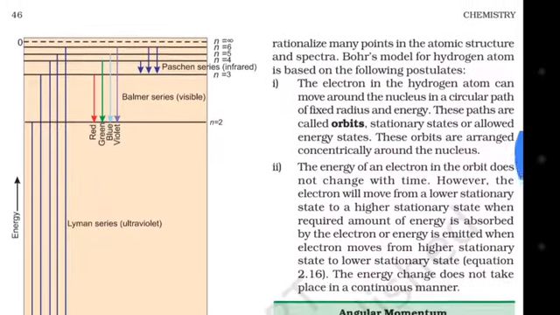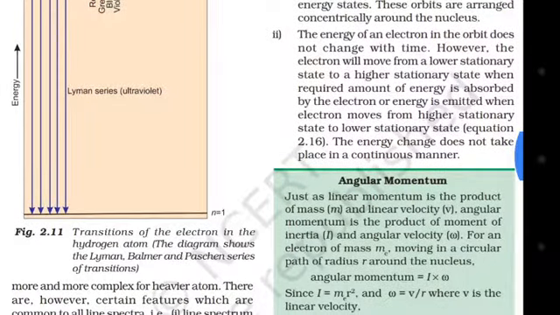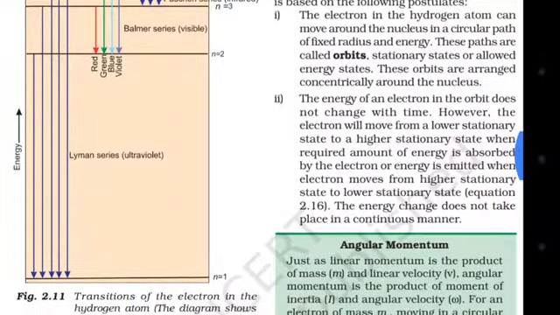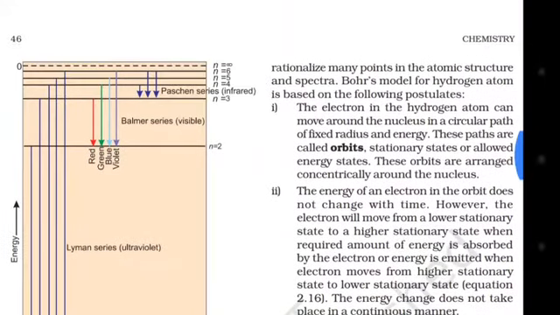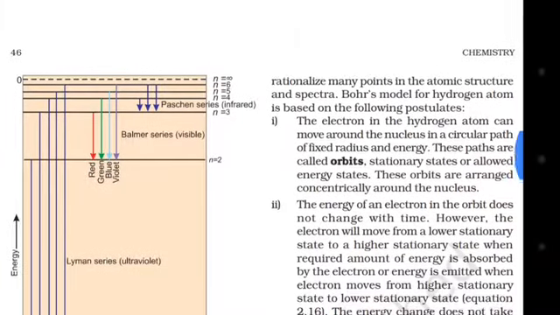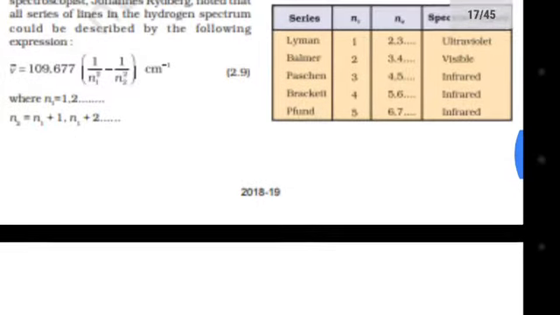Okay, and in Figure 2.11, transitions of the electron in the hydrogen atom, the diagram shows the Lyman, Balmer and other series of transitions. Okay, so we were here from last time.